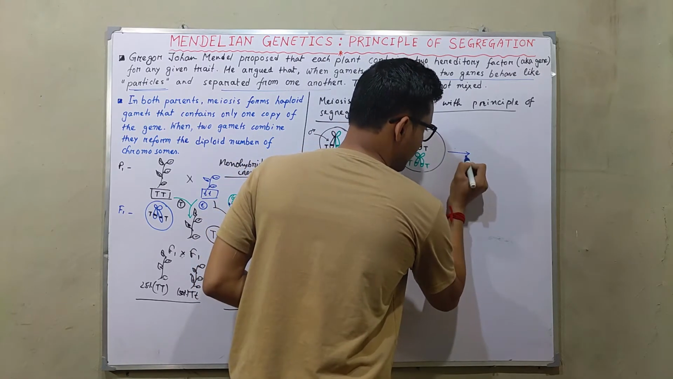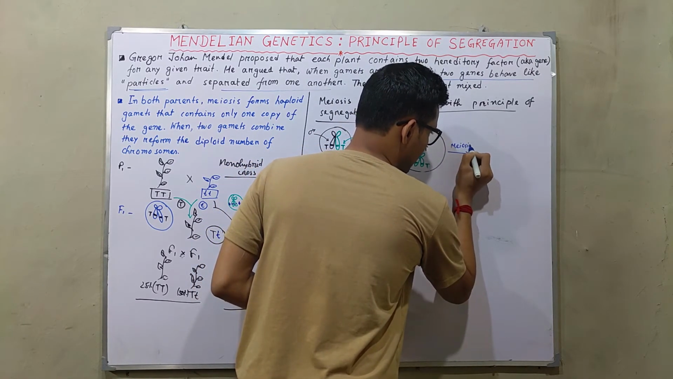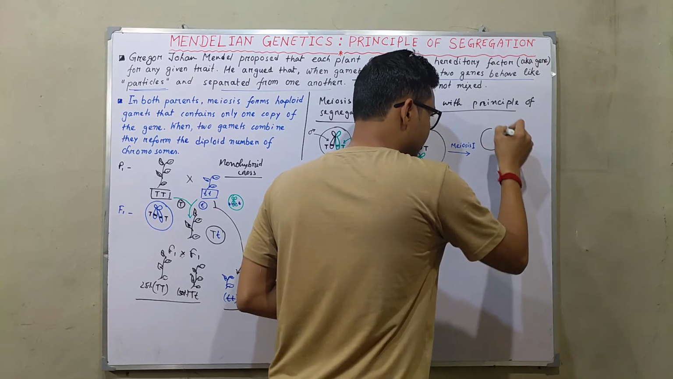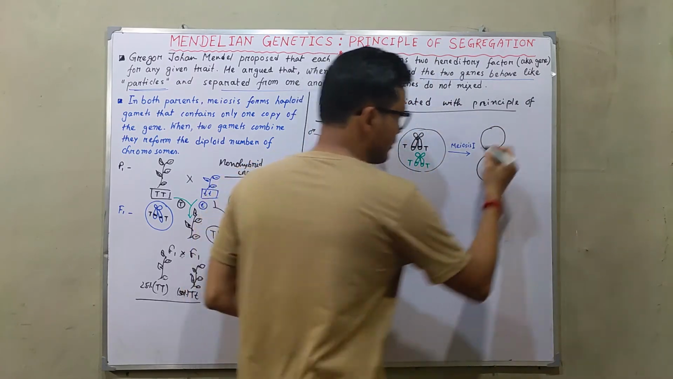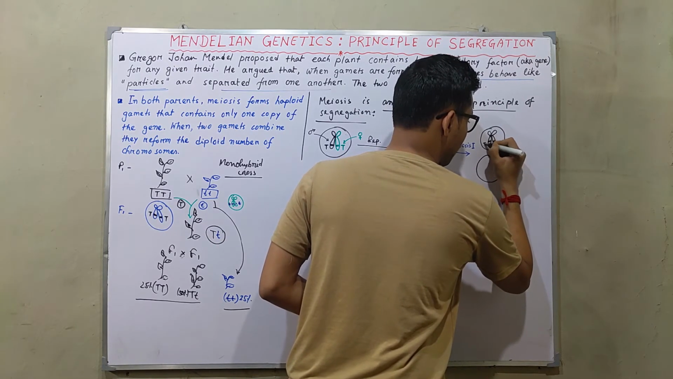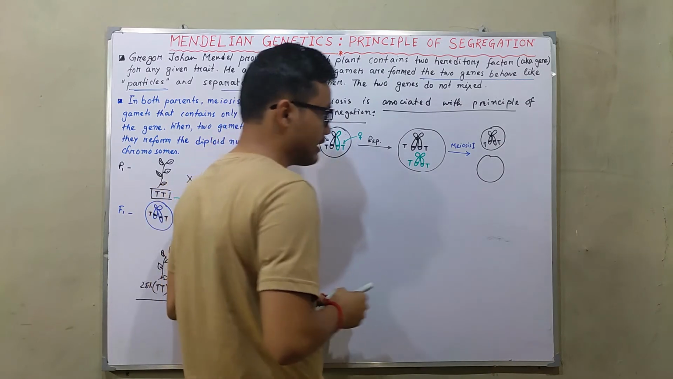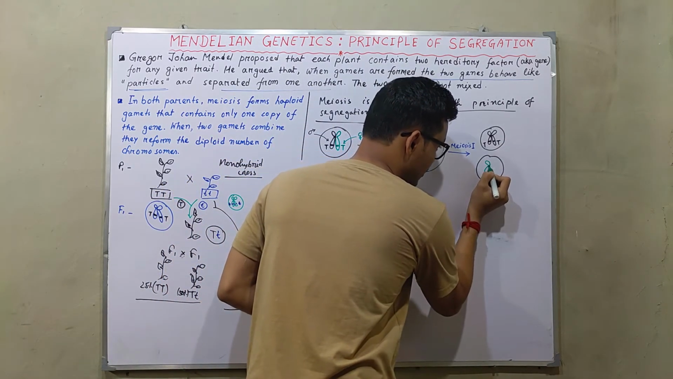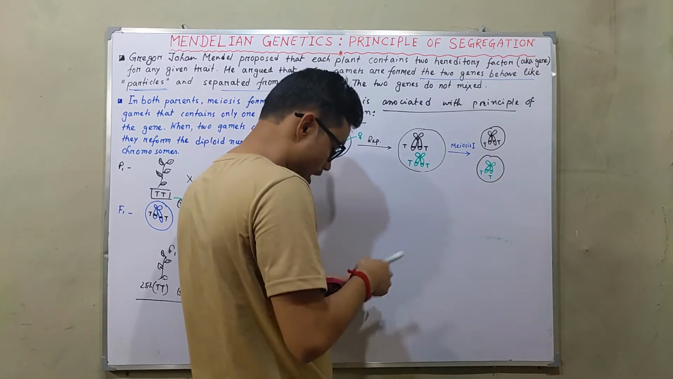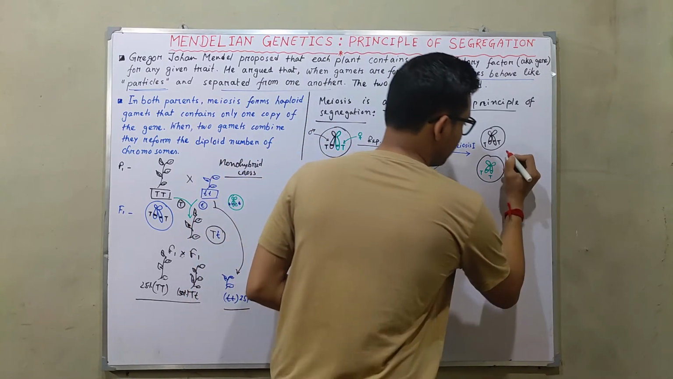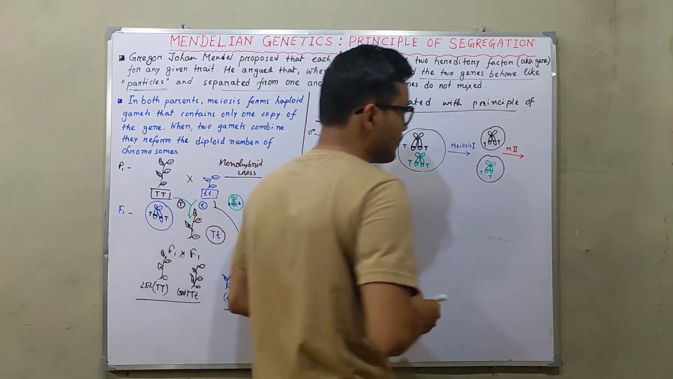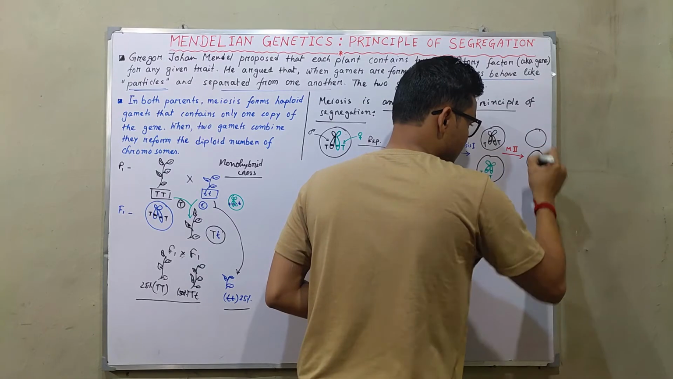in the form of meiosis one, they are separated into two gametes. So after the completion of meiosis one, we have here capital T, and in the second gamete we got capital T. So after the completion of meiosis two, we now got four gametes.